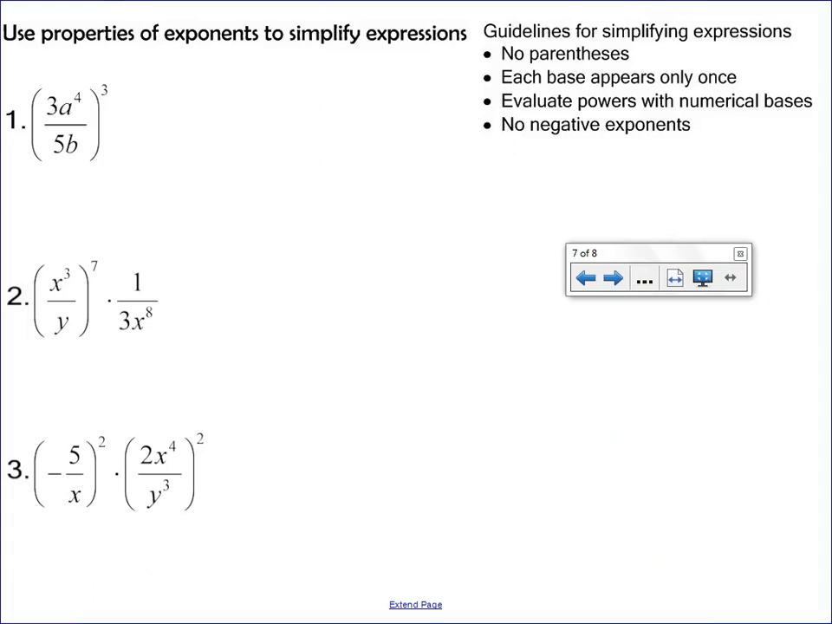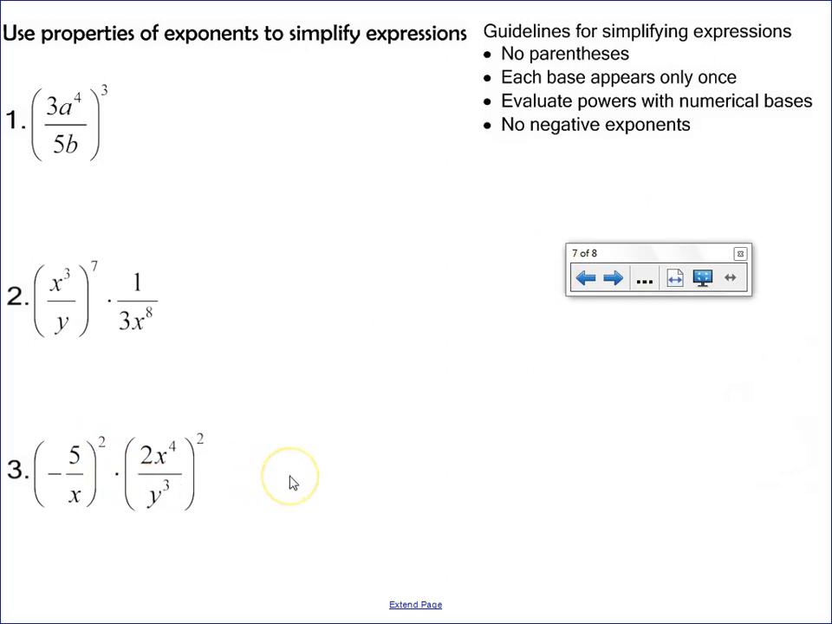Alright, so let's put it all together and see if we can combine all of these properties and see what happens and simplify it as far as we want. So for simplifying, we want to eliminate parentheses, make sure each base appears only once, so we can't have a to the 4th over a squared. We only want one variable or one base to show at a time. We want to evaluate those powers with numerical bases as I showed in the previous slide. And we haven't talked about negative exponents yet, but when we simplify, we don't want negative exponents. So we won't have any of those today, but we'll talk about those next time.